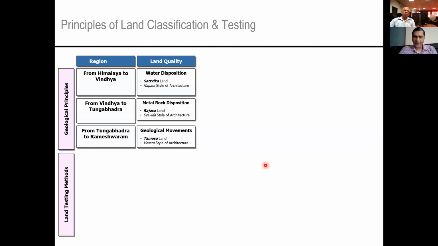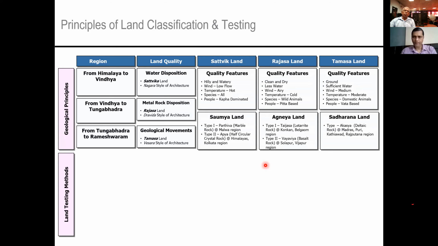Moving ahead to the next topic, how Vastushastra uses geological principles to classify the land and prescribes its applications in the land testing and selection program for architecture. Bhrigu Samhita provides the detailed topography of India from the Himalayas to Rameshwaram and classifies it into 3 categories called Satvika, Rajasa, and Tamasa types of land. These depend upon the water and rock disposition and geological movements. We could see a detailed description of the land quality, subtypes, wind directions, the average temperature, and even the species and the human properties across these land categories.